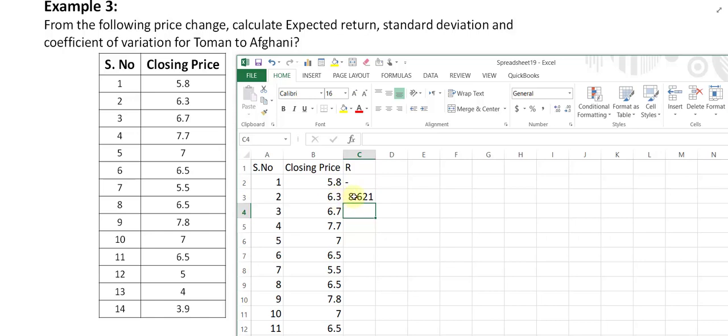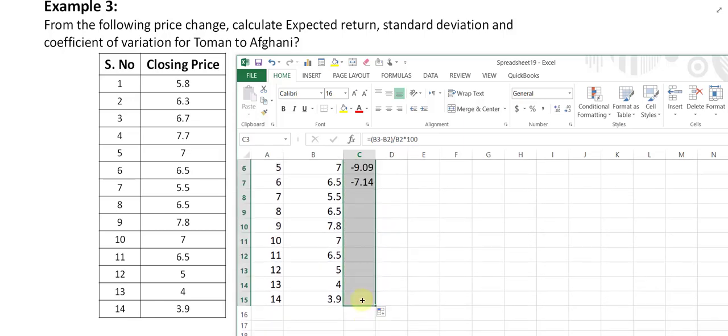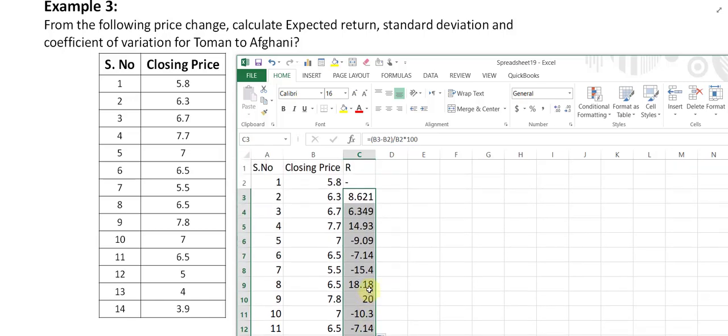How did we calculate? Once again, click on this one. Price at the end minus price at the beginning, divided by price at the beginning, multiplied by 100. So we can do the same thing for the rest of this one, by just expanding this, right? So these are the returns, and so on, right?